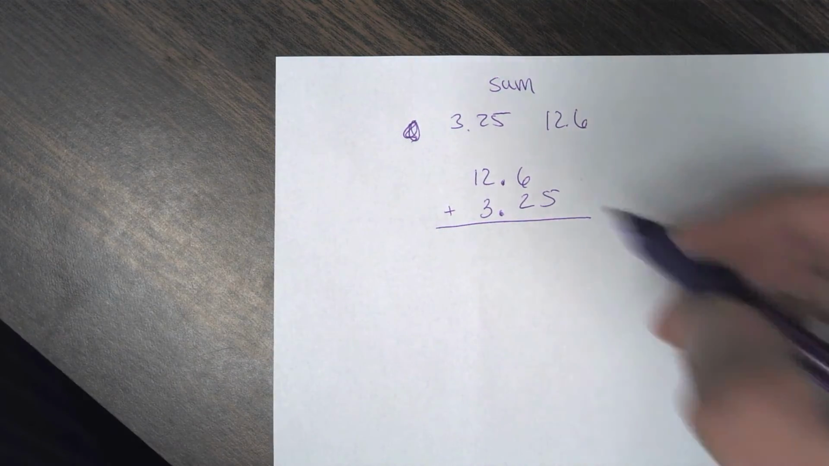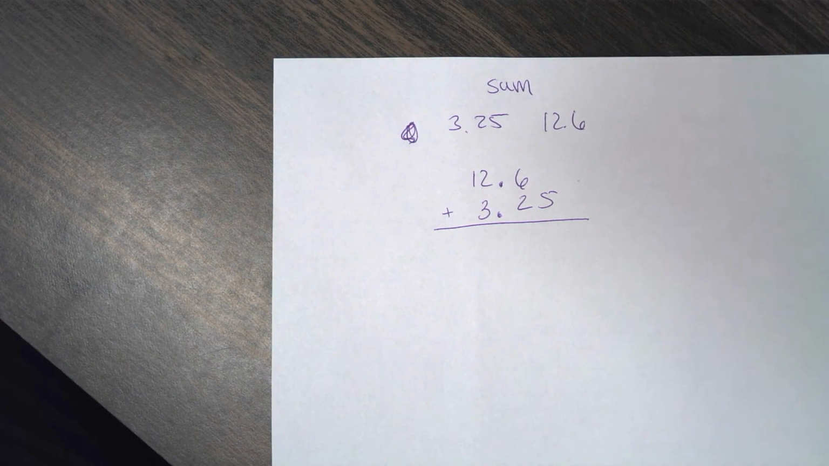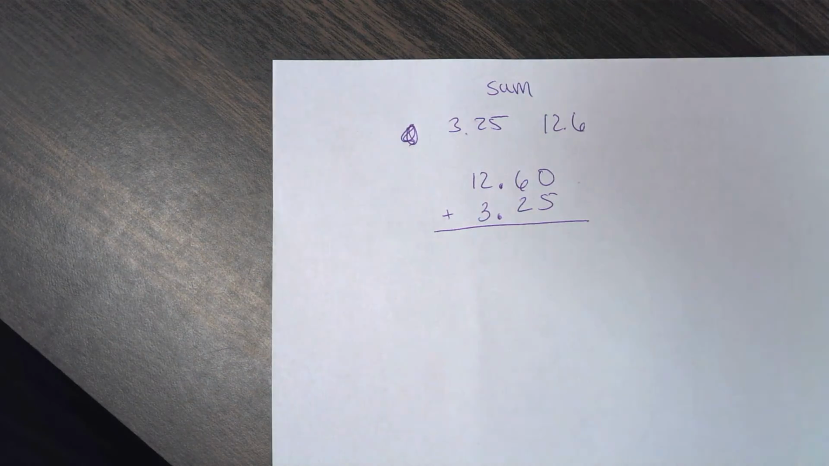Now, the problem is that we have this empty space here. What do I have to put in that empty space? Camden? 0. A 0. So now I can add this. So what is 0 plus 5?